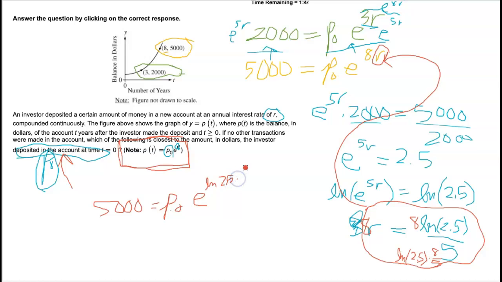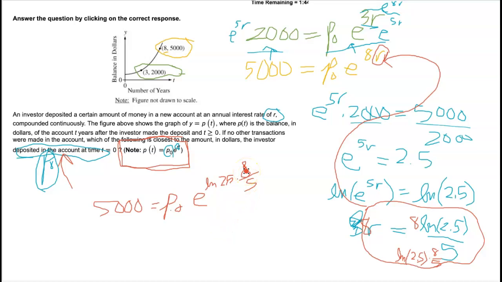times 8/5. Oh, by the way, if you're a calculator junkie, you're not doing any of this. You just figured out the value of r as a number, right? r is ln 2.5 over 5. Type, type, type. You get an ugly decimal for r. You multiply by 8. You take e to that power. And oh yeah, you take 5,000 divided by that number to solve P0.